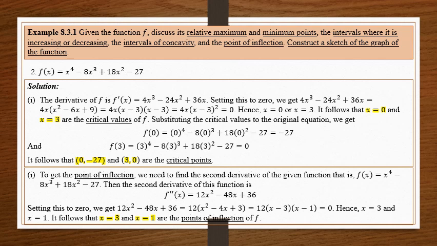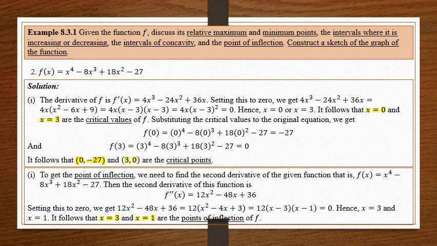So, di ba, ang first na ginawa natin doon sa first example is, kinuha natin yung first derivative ng given function. So, the first derivative of this given function is 4x cubed minus 24x squared, kasi 8 times 3, no? Plus 18 times 2 is 36x, and then derivative of 27 is 0 na siya. So, hindi ko na nilagay dito si 0.